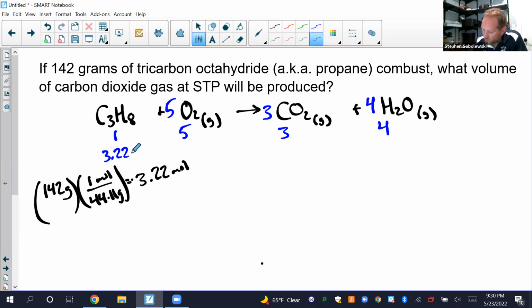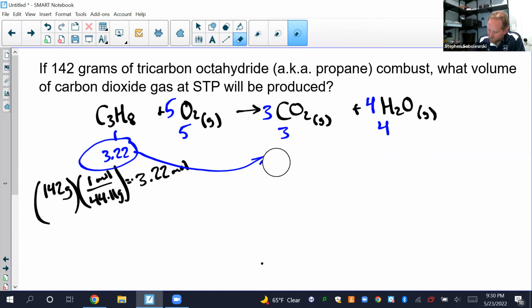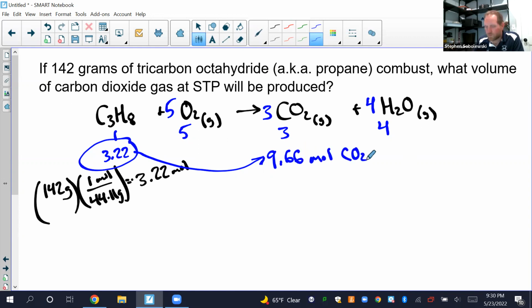Okay, we're looking for carbon dioxide gas. What's our mole ratio? It's 1 to 3. So what do? Triple this. 9.66 moles of CO2 gas. We've now solved for n. You can now plug into PV equals nRT. You can plug in n. You can plug in temperature, which is 273 Kelvin. You can plug in pressure, which is 1 atm. You can plug in R, 0.0821, and you can solve for V.